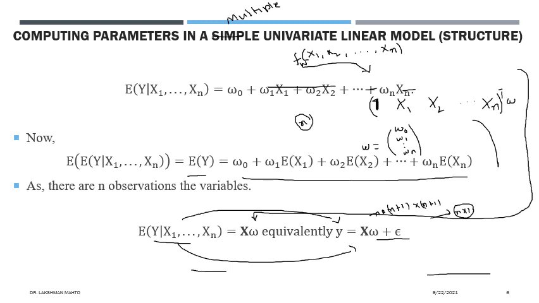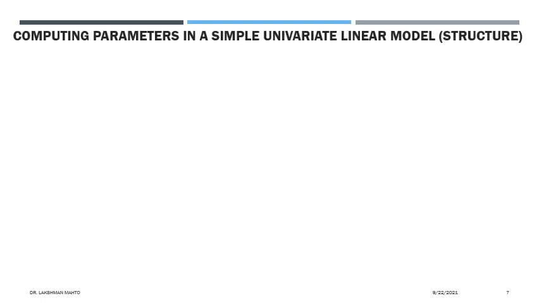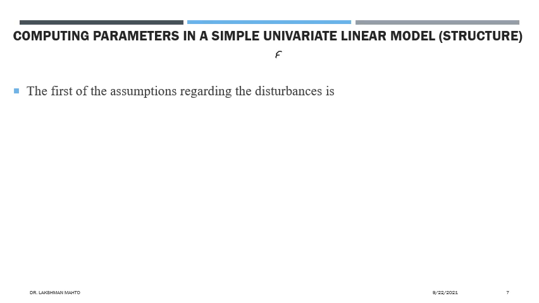So we have to put a further condition over this epsilon. What is that? That expectation would be 0. The conditional expectation of epsilon given those n attributes must be 0. So we will see it here. The first assumption regarding the disturbance, epsilon, we are calling it disturbance. That means we are going for approximation. That's why we are calling it a disturbance.